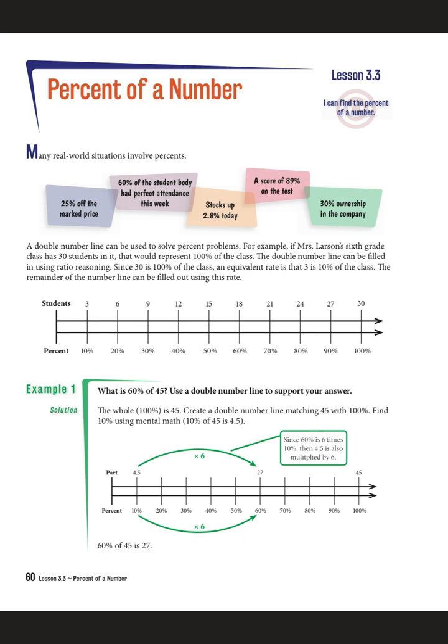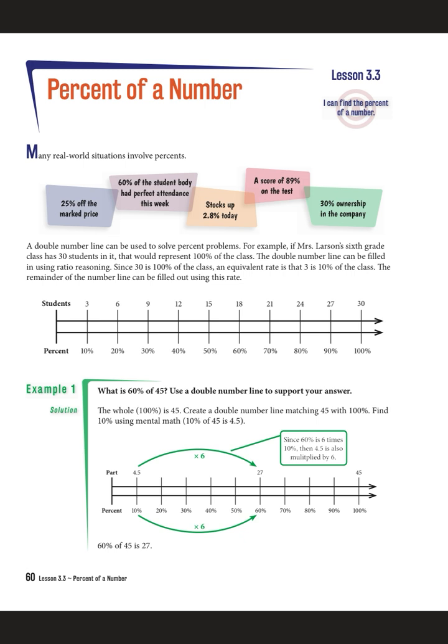A double number line can be used to solve percent problems. For example, if Mrs. Larson's sixth grade class has 30 students in it, that would represent 100% of the class. The double number line can be filled in using ratio reasoning. Since 30 is 100% of the class, an equivalent rate is that 3 is 10% of the class. The remainder of the line can be filled out using the rate.